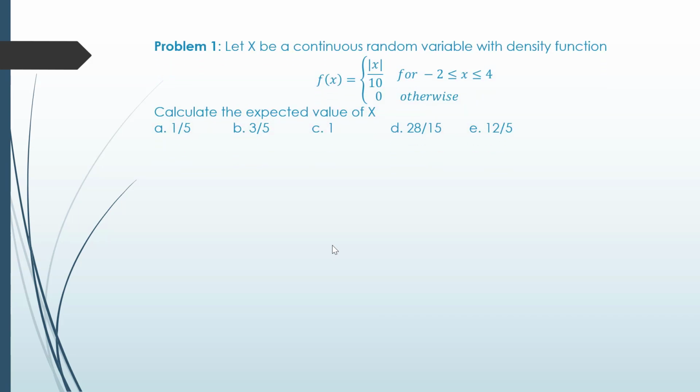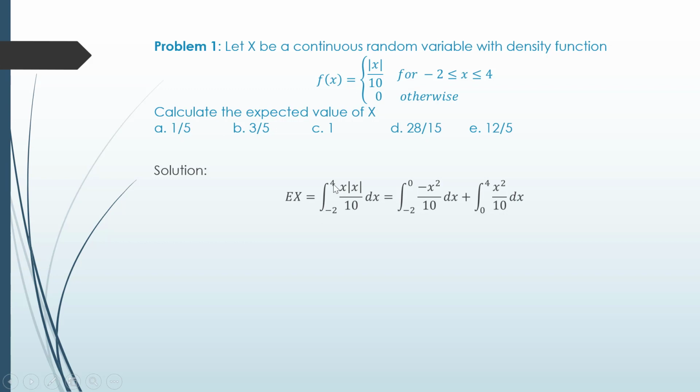Problem number 1, let x be a continuous random variable with density function. Calculate the expected value of x. So this is a continuous random variable. This is a very easy problem. So we basically just apply the formula. So we take the integral from negative infinity to infinity of x times f of x. However, the function is defined from negative 2 to 4. So at any other point, f of x is 0. So we take the integral from negative 2 to 4.